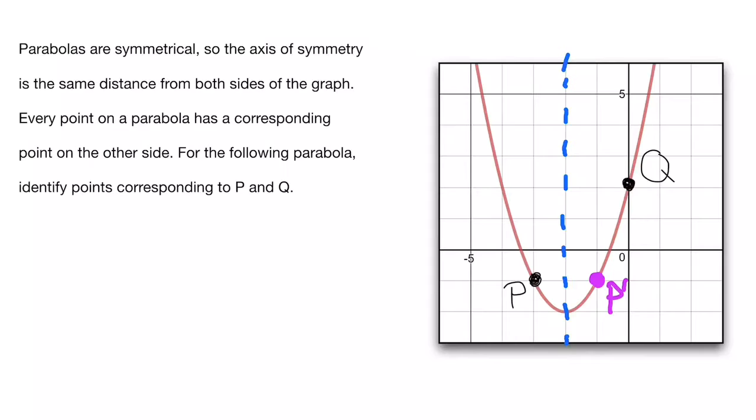So P prime is -1, -1. Similarly, Q prime, I would just go the other way. It's a reflection. So since this went 2 to the right to get there, I'll go 2 to the left, which means here is my Q prime, and that is at -4, 2.